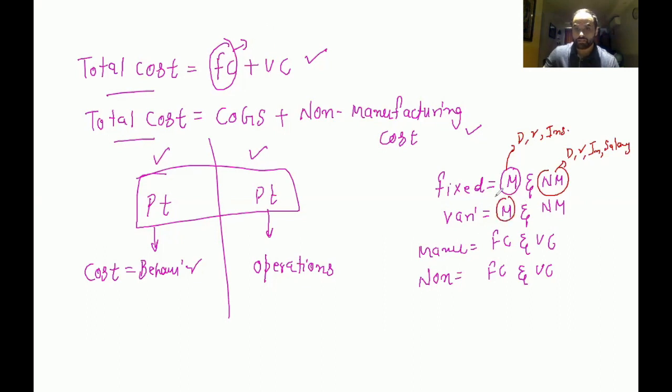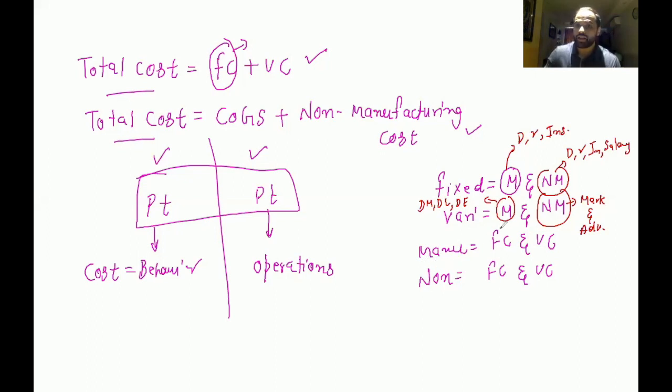Variable manufacturing: direct material, direct labor, direct expense. Variable non-manufacturing: marketing and advertising. Marketing and advertising is non-manufacturing. Is it variable or fixed? It's variable. Why? You do more marketing, you sell more product. You do less marketing, you sell less product. Same thing, transportation, non-manufacturing, variable. You want to sell more product, you do more transportation. Packaging, labeling: you produce more product, you need more packing, more labels.